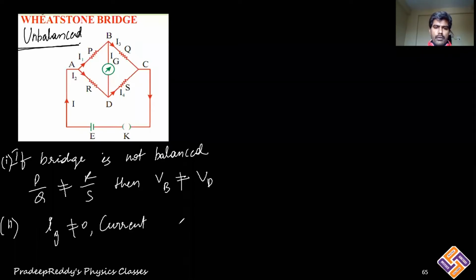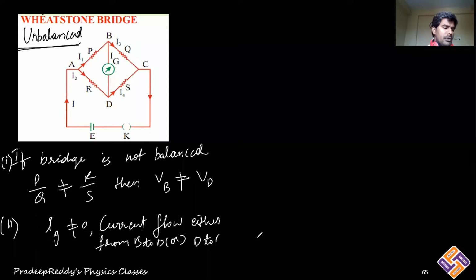either from B to D or D to B. So it can be either from B to D or D to B. Any of these can be possible depending upon the resistors which are connected over there, P, Q, R and S. So based on these resistor values, potential at B may be greater or potential at D may be greater.